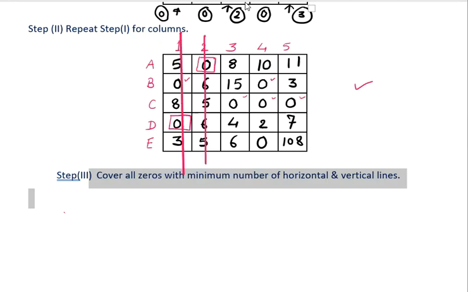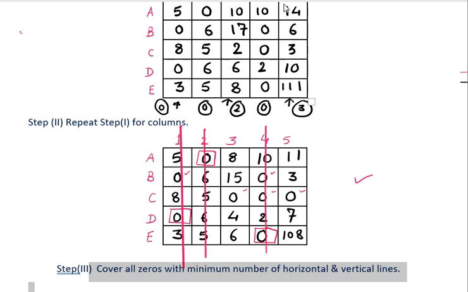Then in the fifth row, we have a single zero. Here we make an assignment and draw a vertical line. After the fifth row, now consider columns. First column, second column, we have already made an assignment. Now look at the columns with single zeros. In the third column, there is a single zero.